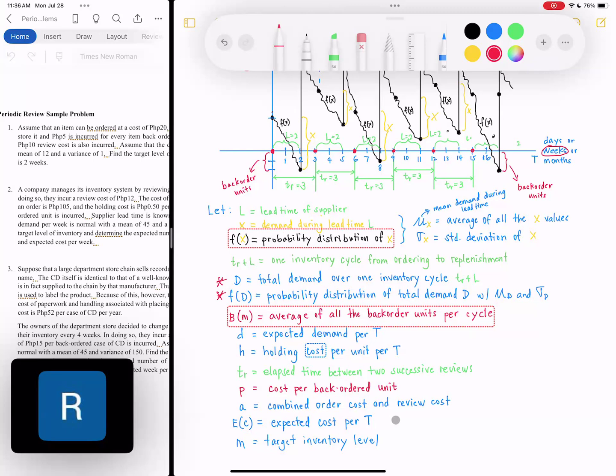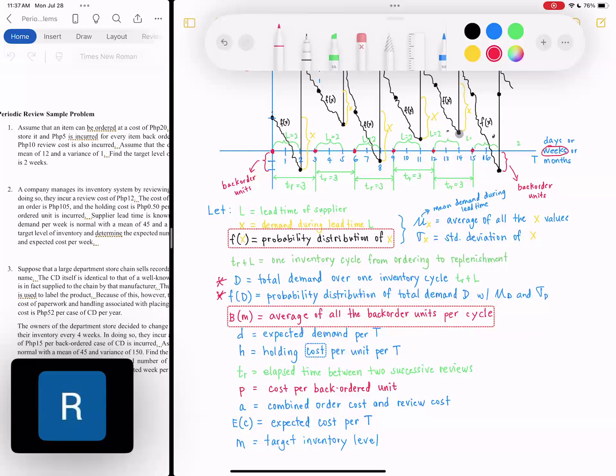Okay. Is that clear? So if you want the expected cost per year, that's also possible. Just multiply the weekly cost by 52, since it's expected, it's an average. So you can do all those conversions now depending on what is being asked in the problem. And of course, the main highlight of this periodic review model is your M, which is the target inventory level. So that's about it for periodic review.